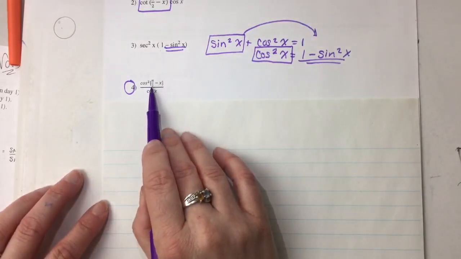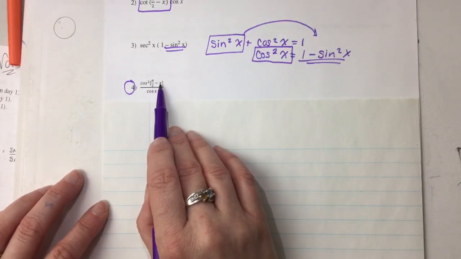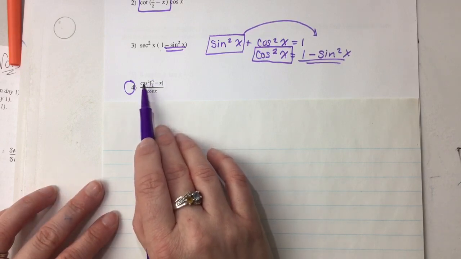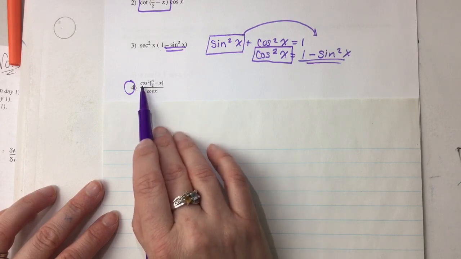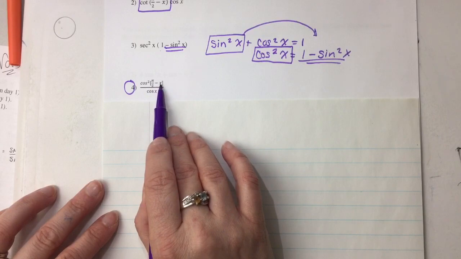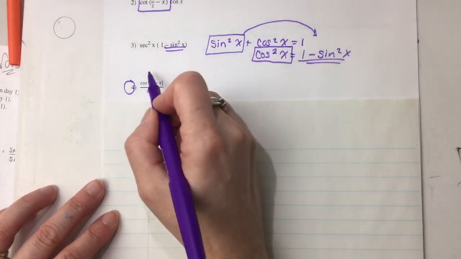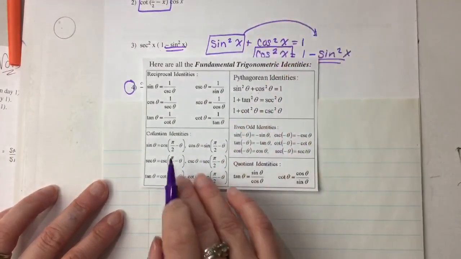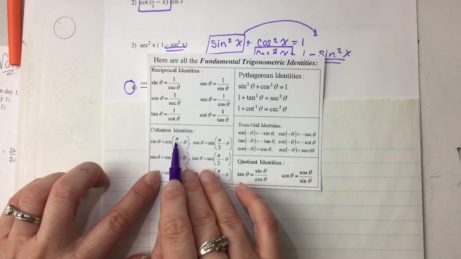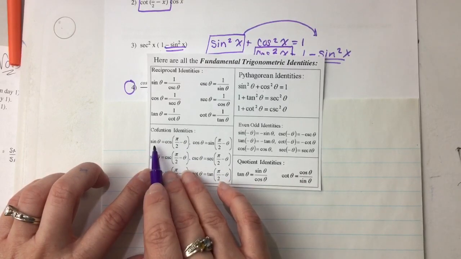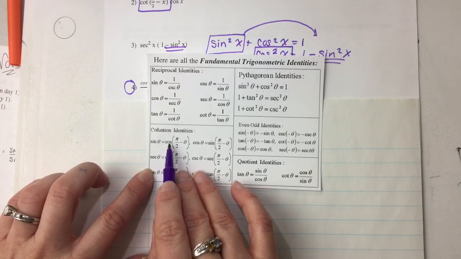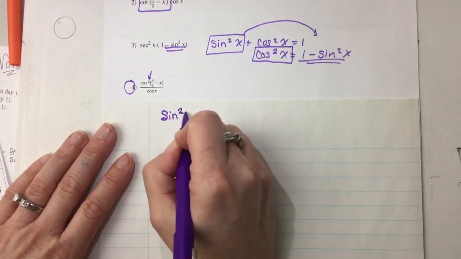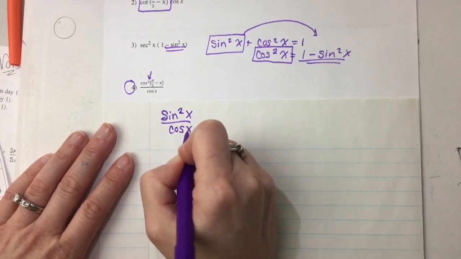As soon as you see a pi divided by 2 minus x or theta or whatever variable, that is a cofunction identity. This is squared. You're going to do the same thing. You're going to figure out, okay, the cosine of pi divided by 2 minus x can be replaced with what? But you have to make sure that you square that value. I am looking for a cosine. It's right here. So cosine of pi divided by 2 minus theta can be replaced with a sine. But my cosine was squared, so when I replace it, I have to have sine squared. So sine squared of x over cosine of x.